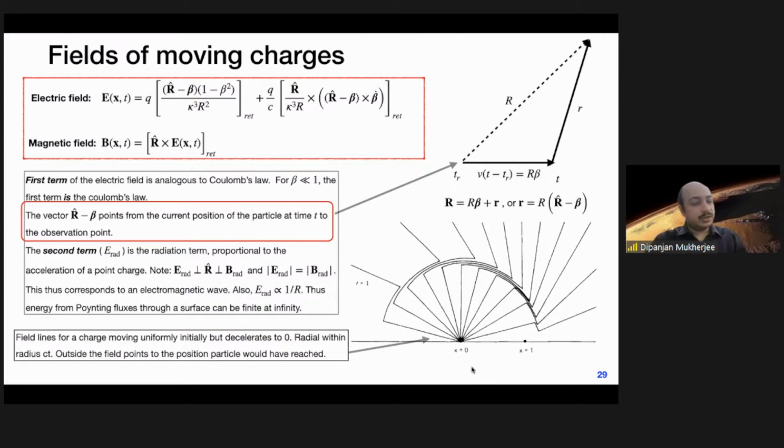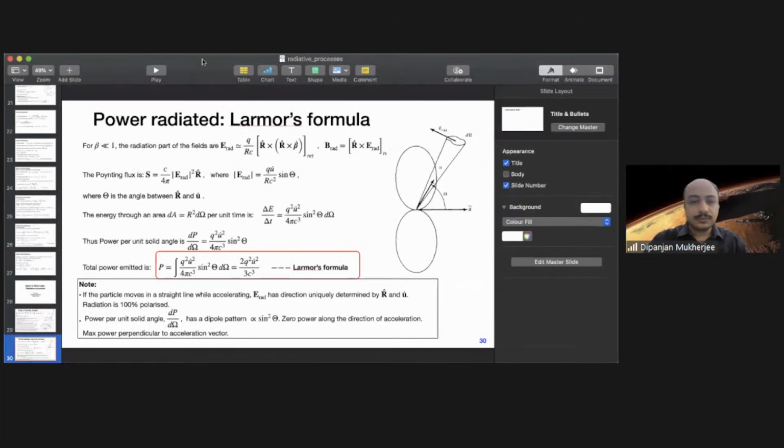We are doing this because... someone's mic is turned on. Let me see. Dr. Subhash. Dr. Kumar, I'm muting you.